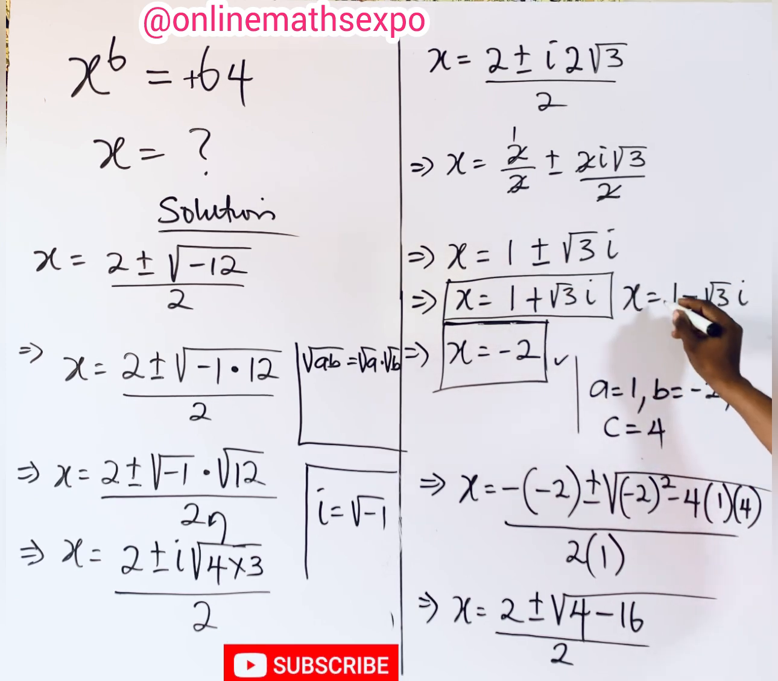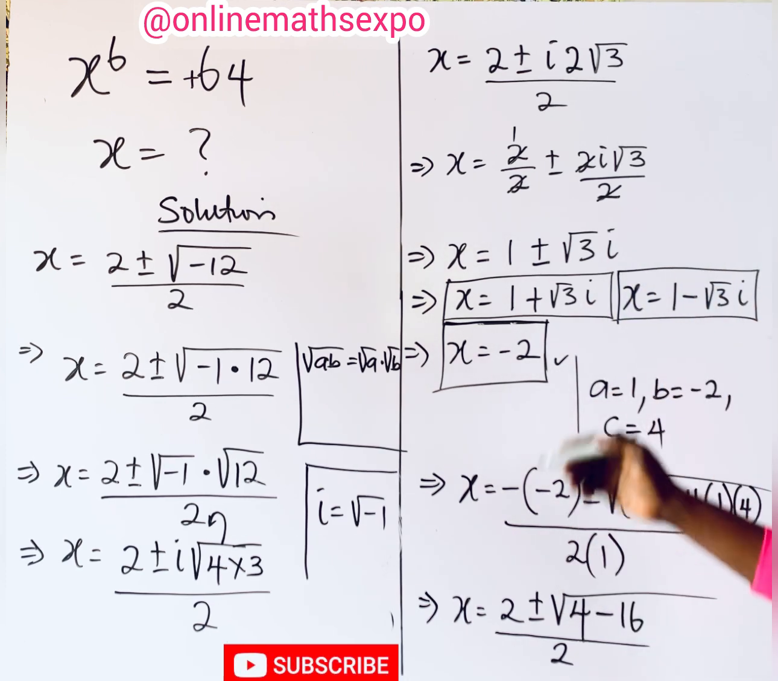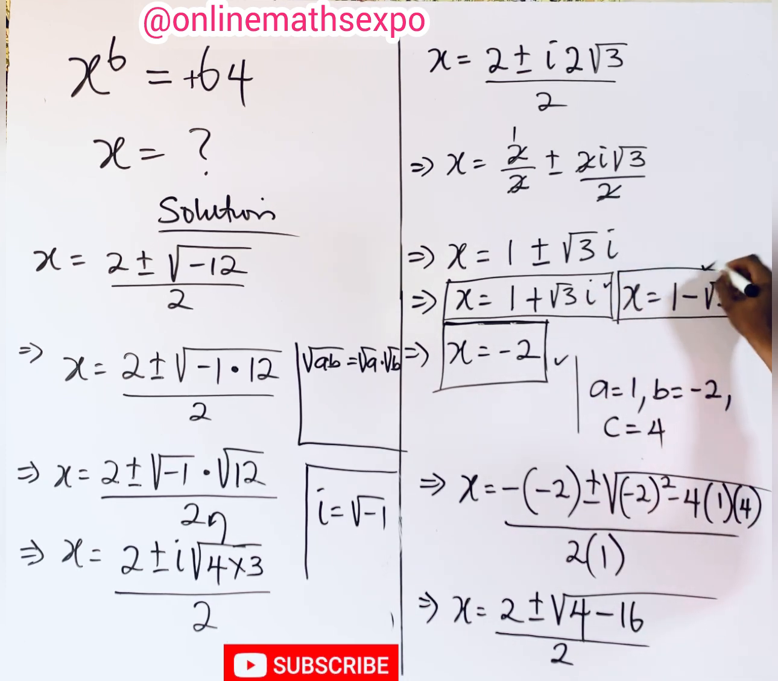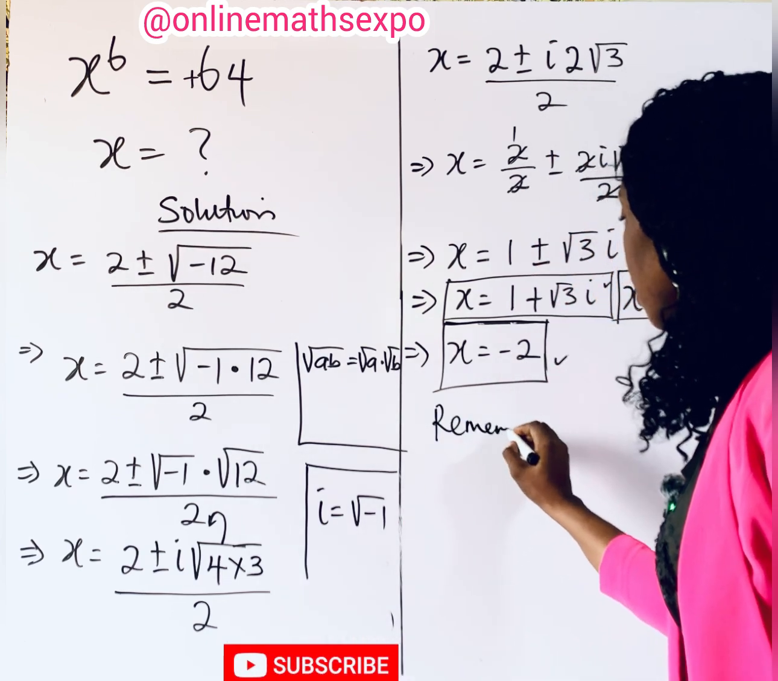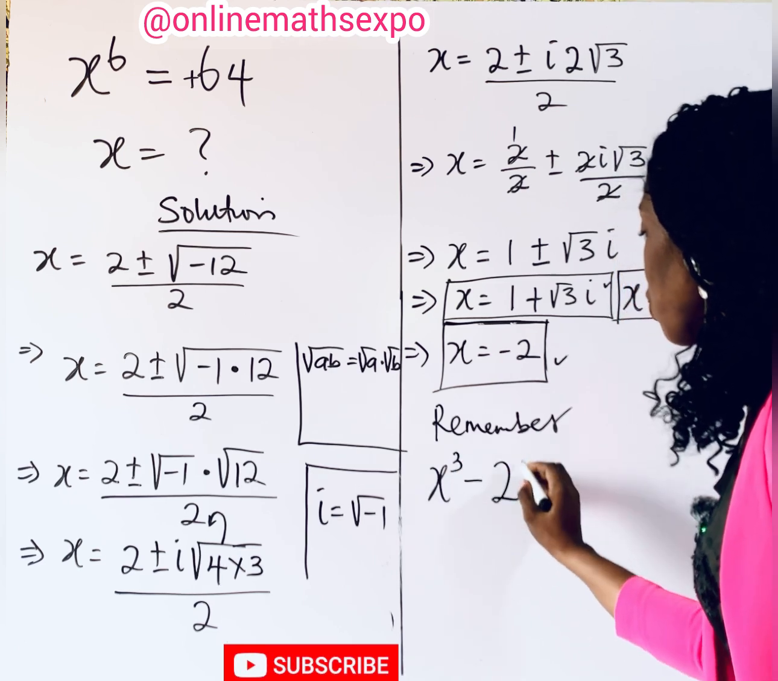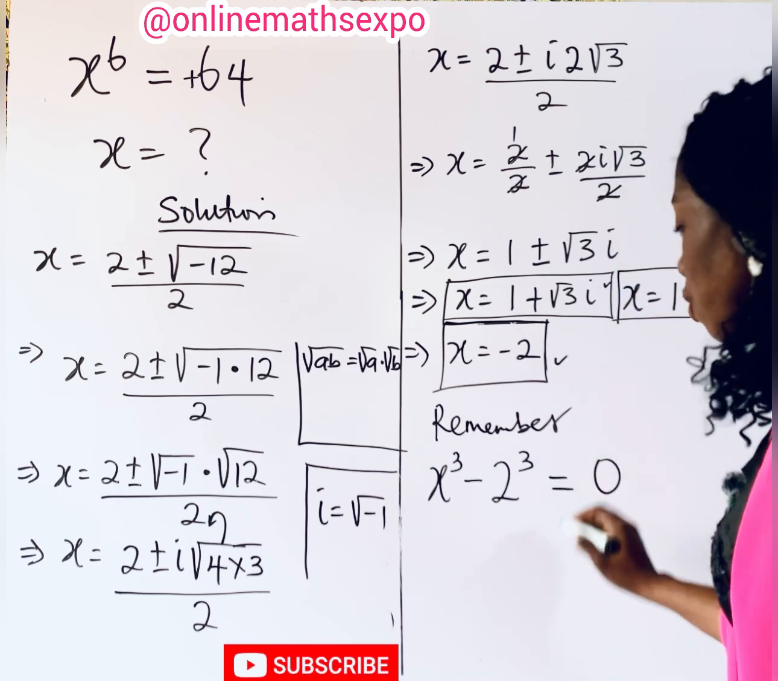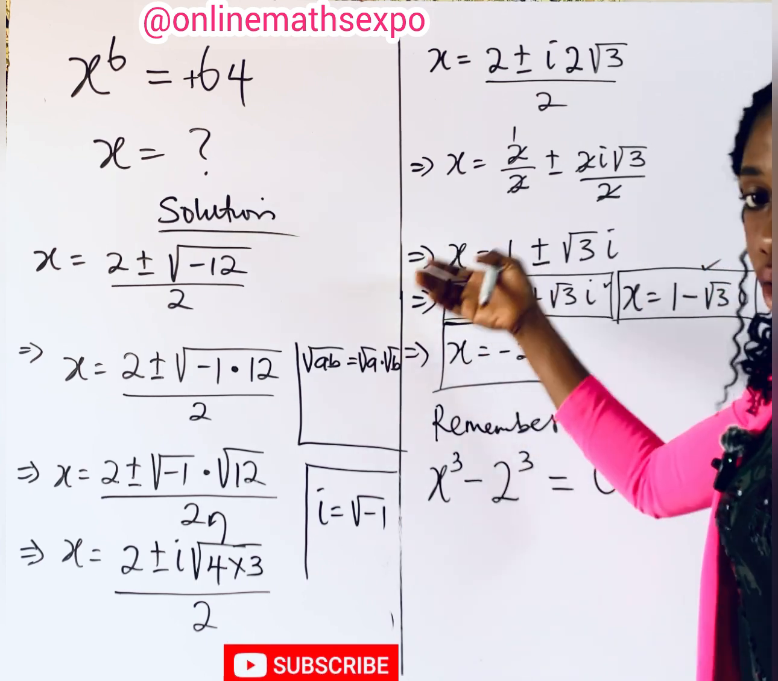This is another solution for x. So you observe we have gotten three solutions now. This is the second and this is the third. Now recall also that we also have it that x cubed minus 2 cubed is equal to 0. Okay, so we are going to solve this the same way we solved the previous.